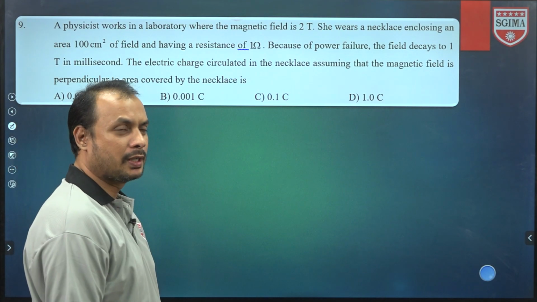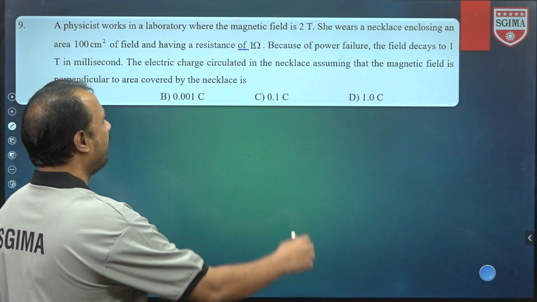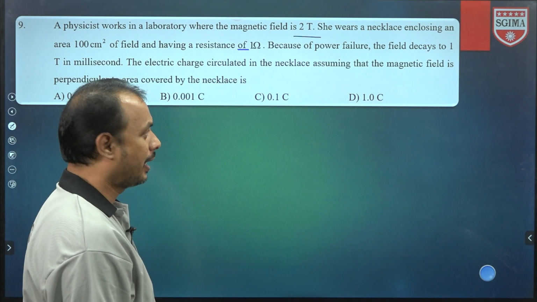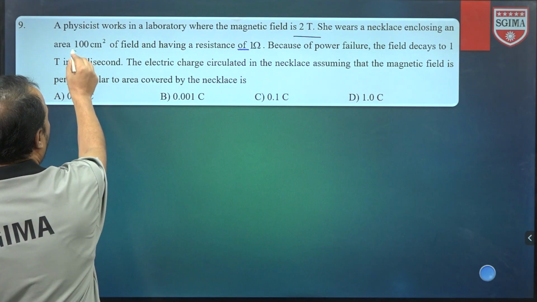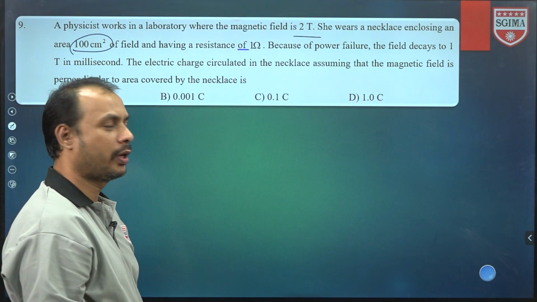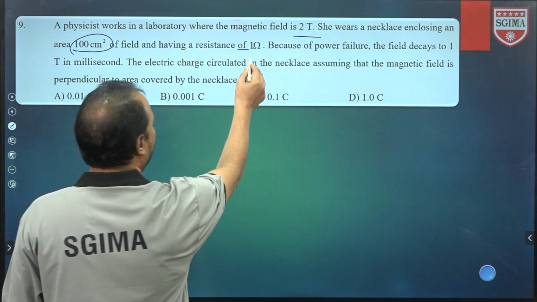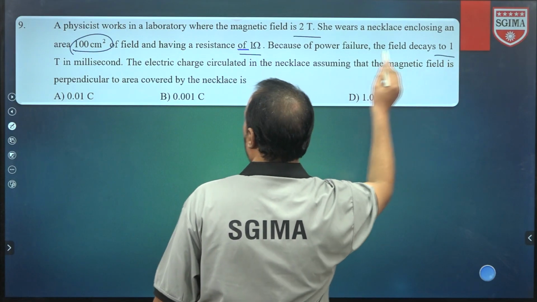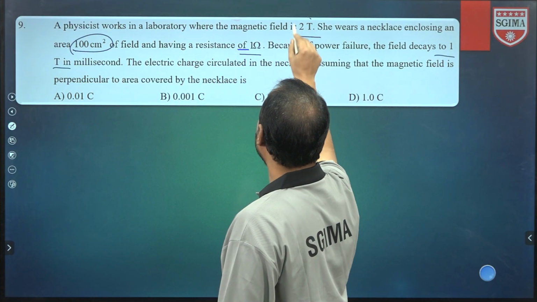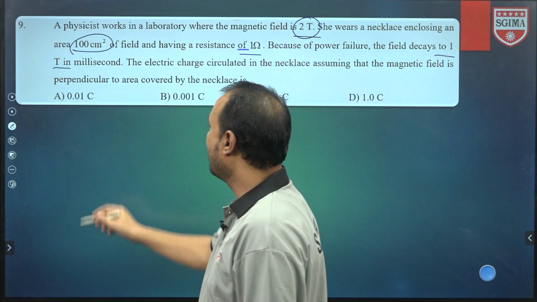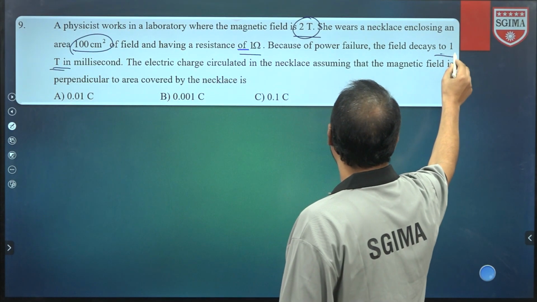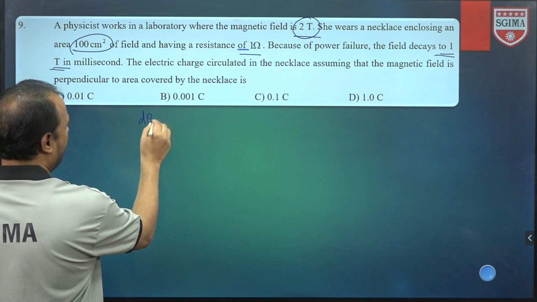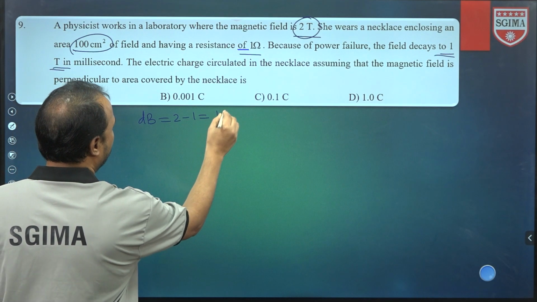a physicist works in a laboratory where the magnetic field is given as 2 Tesla, and she wears a necklace enclosing an area given in centimeter square. So you have to convert it into meter square, of resistance 1 ohm. Because of the power failure, the field decays to 1 Tesla. Initially we have 2 Tesla. After the power decay, the magnetic field is reduced to 1 Tesla. So the change in magnetic field, which is written as dB, is 2 minus 1, which is 1 Tesla.